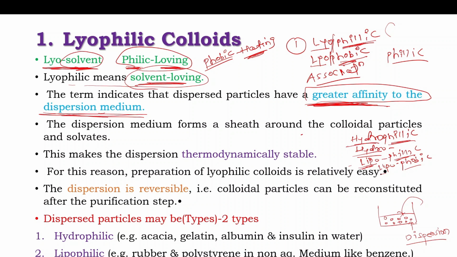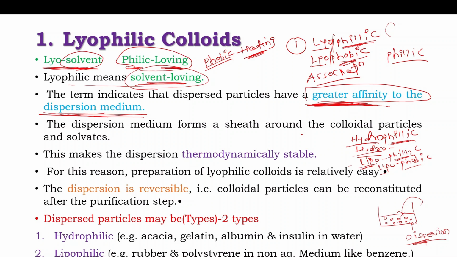You have to remember only one thing: there is a greater affinity between the disperse phase and dispersion medium. So what is the disperse phase? It is a solute particle. What is the dispersion medium? It is the solvent molecules. So there is a greater interaction between the disperse phase and dispersion medium. Okay, easy concept. It has the greater affinity, or a good interaction, between the dispersion medium and disperse phase.